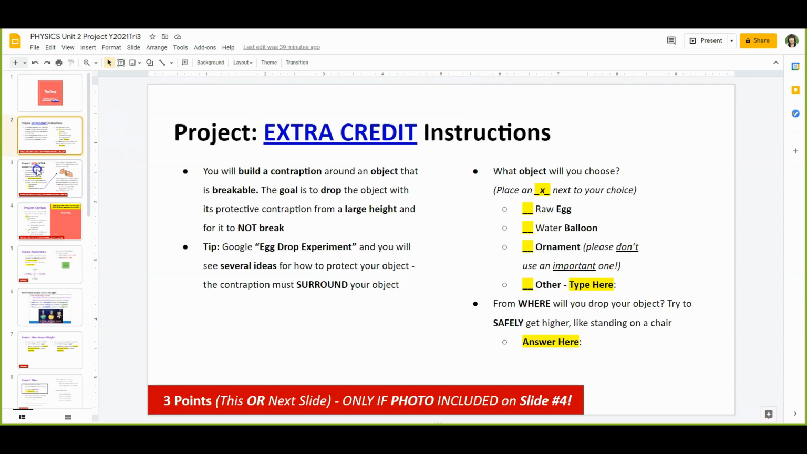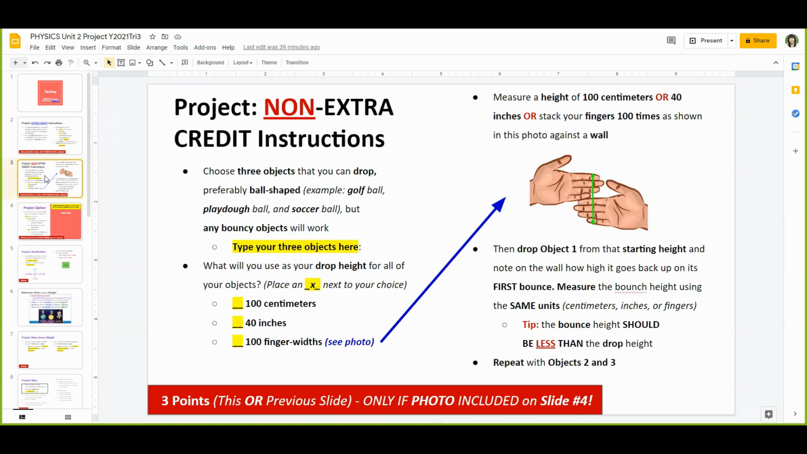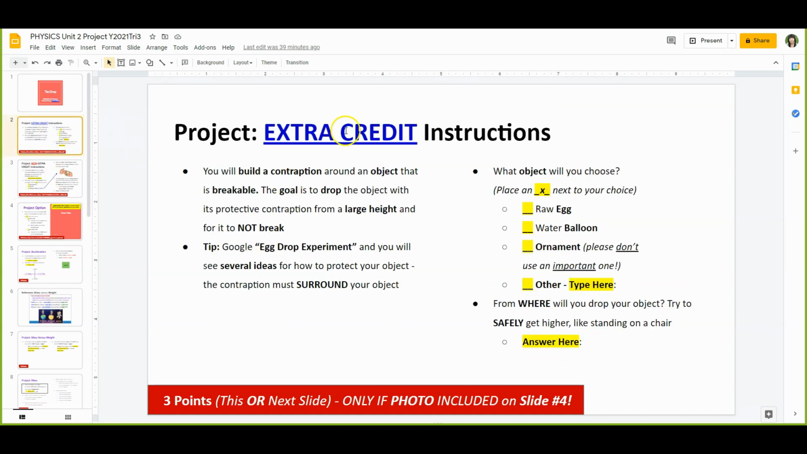Now there are two different options for this project. You can either do the extra credit option or the non-extra credit option. So the extra credit option requires a little bit more creativity. So you're going to build a contraption around an object that is breakable. Specifically, the most common one is the egg, a raw egg. That's why if you Google egg drop experiment, you'll see several ideas for this.